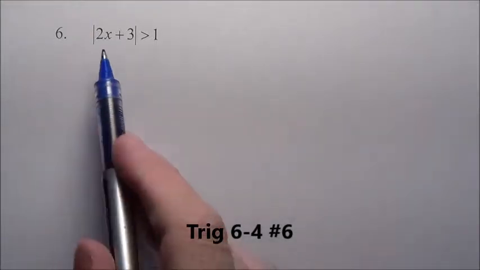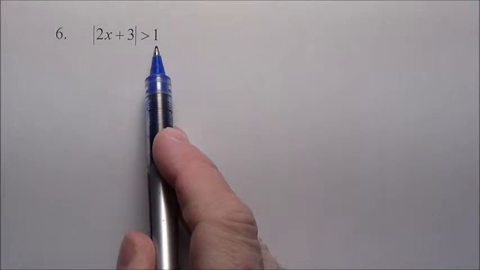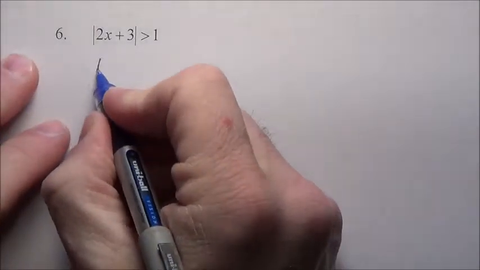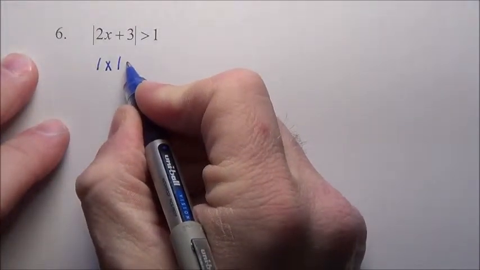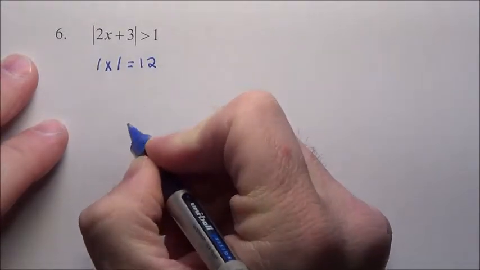Problem number 6. We have the absolute value of 2x plus 3 is greater than 1. Let's start with absolute value. Think about the absolute value of x. If I said absolute value of x is equal to 12, let's say.